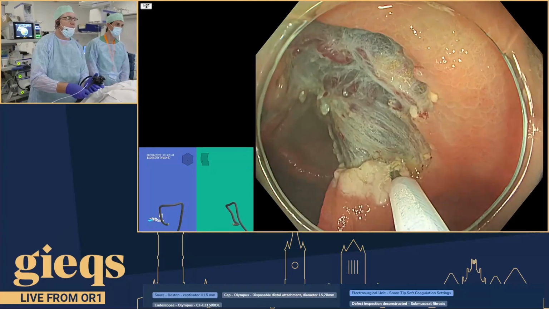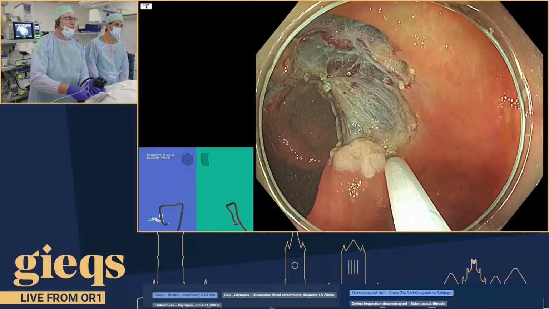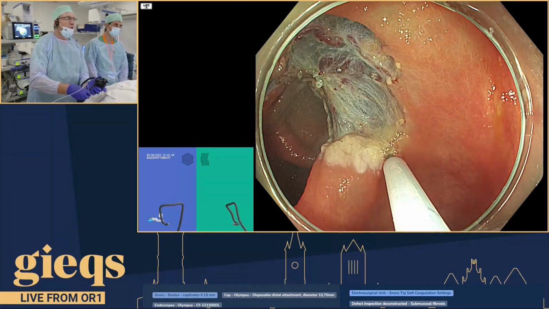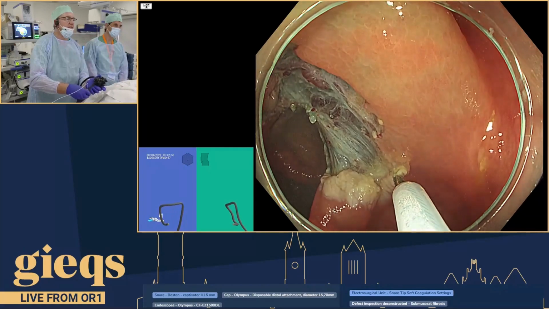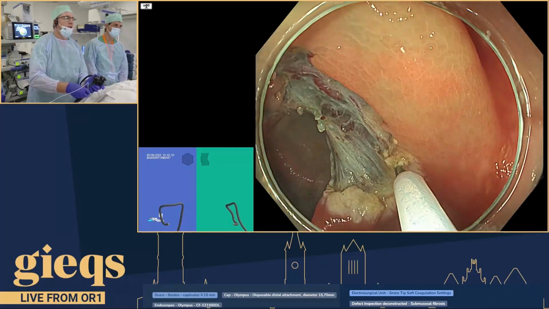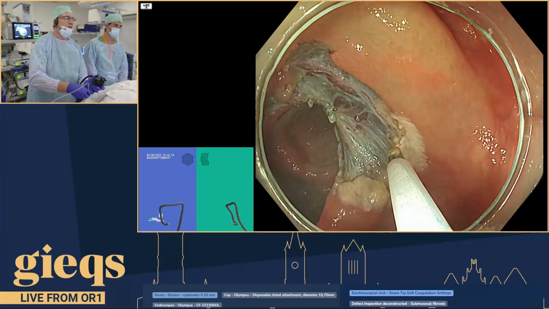And you've got to keep moving, and you've got to make sure that you treat the crevices, and you don't need to be worried about the extent of damage on the normal mucosa. That doesn't add any additional risk.